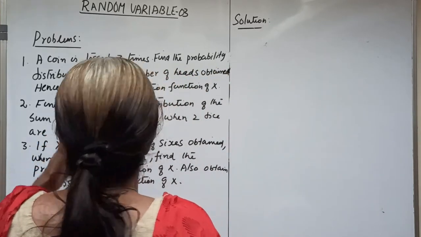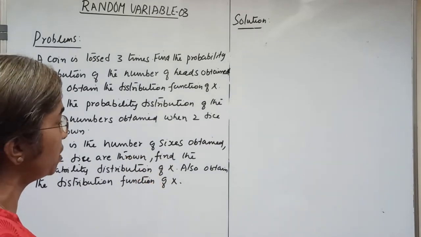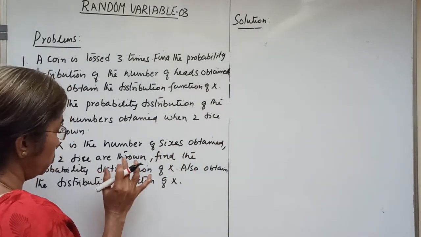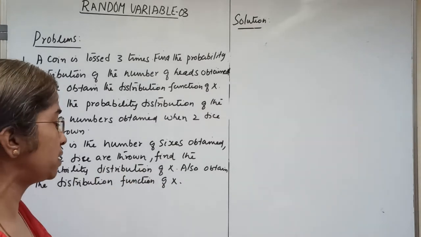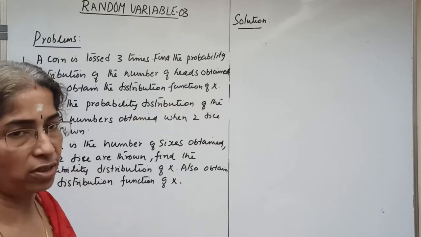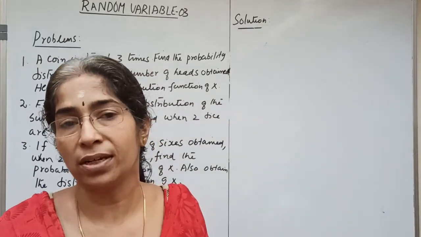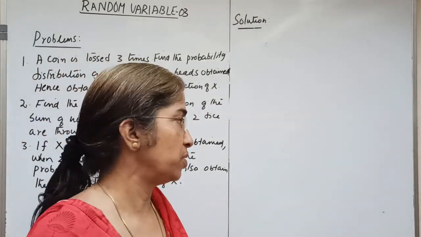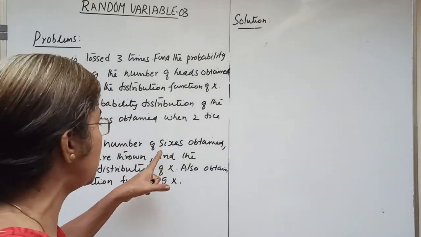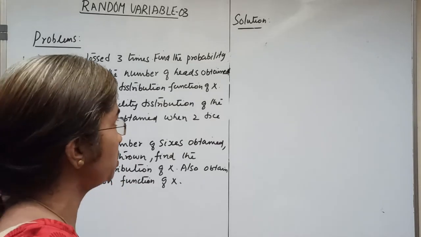The problem is, if x is the number of sixes obtained when two dice are thrown, find the probability distribution of x. Also obtain the distribution function of x. Here also we write the probability distribution. Now what is x? X is defined as the number of sixes obtained when two dice are thrown.